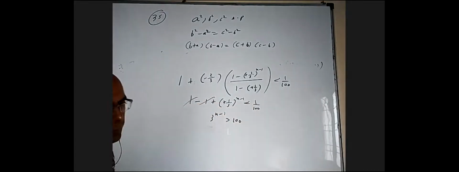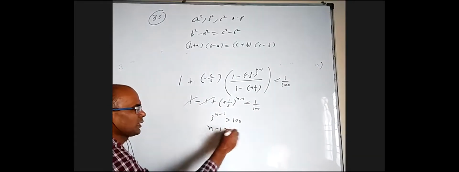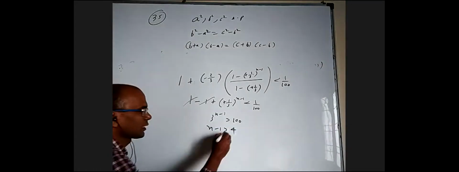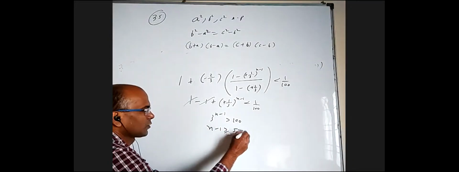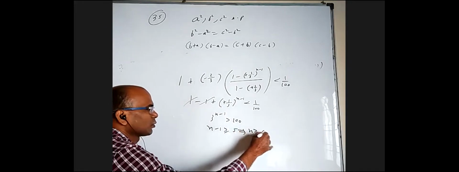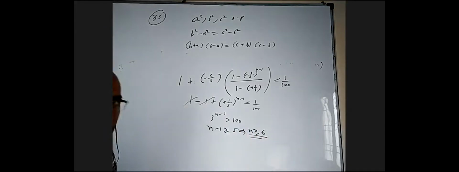So n minus 1 should be greater than 4, or you can say greater than or equal to 5. Either way is okay. You get n greater than or equal to 6. So the least possible n is 6.